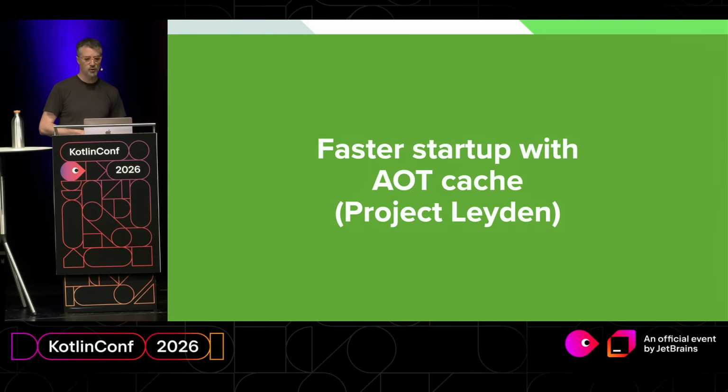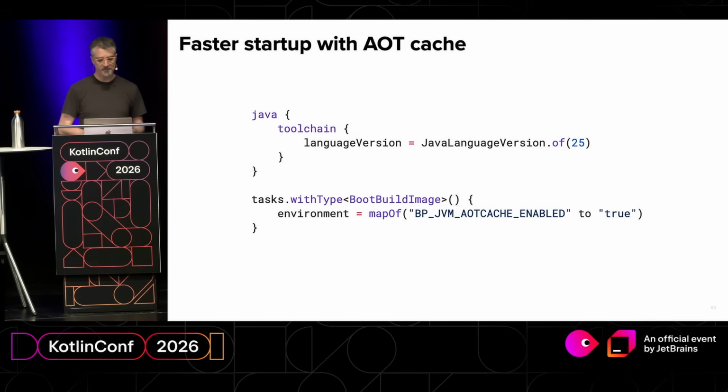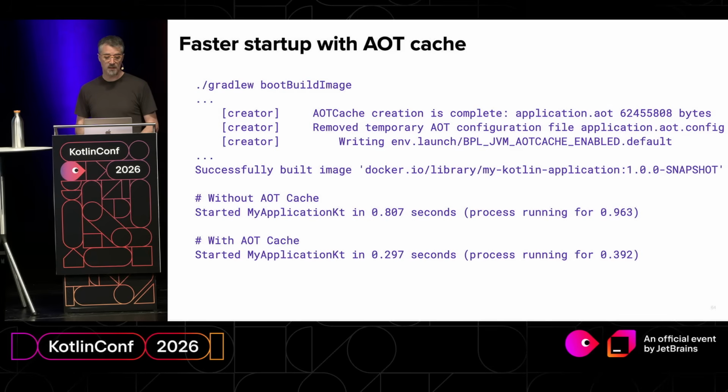And the last feature I would like to show is faster startup with AOT cache from Project Leyden. If you are building a Spring Boot application, you can potentially use buildpacks to easily create a container image. There is a new feature leveraging Java 25+. By enabling a flag, you will automatically create an AOT cache that will be shipped within your container image, and that will make the startup of your application faster, requiring fewer CPUs and less memory for startup.